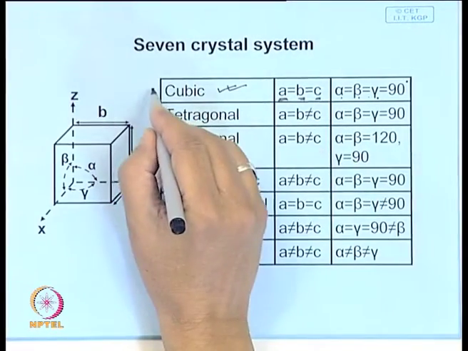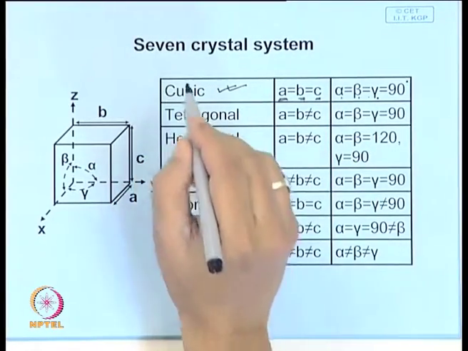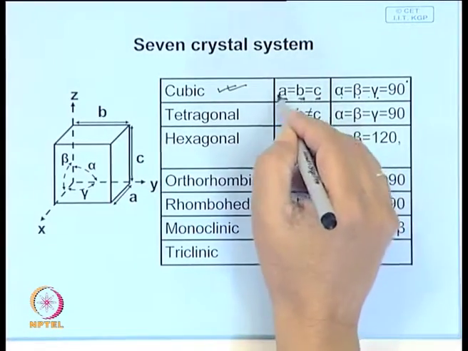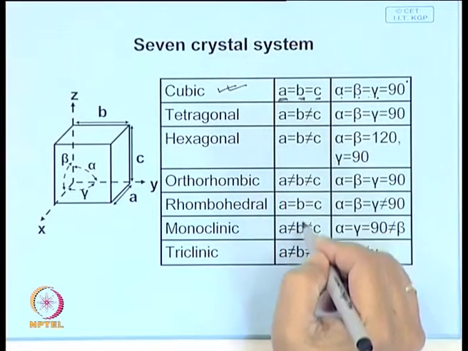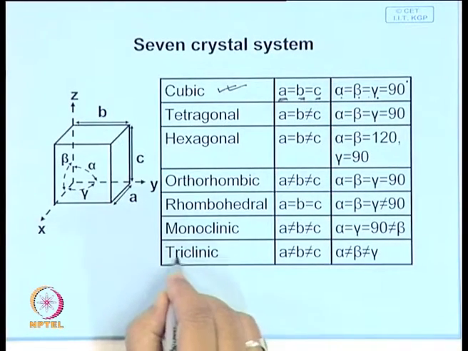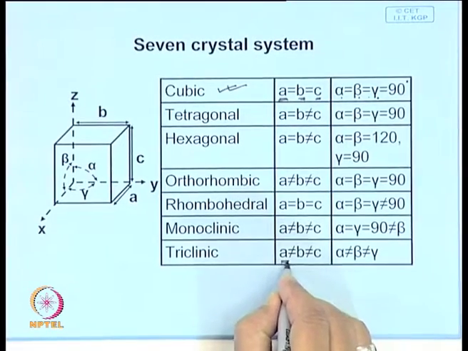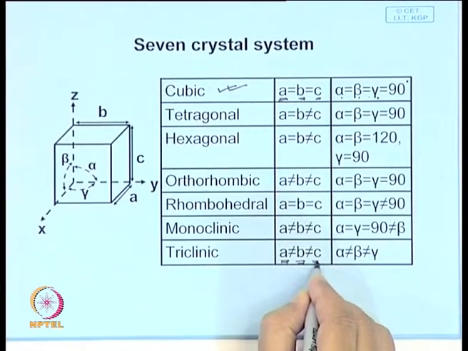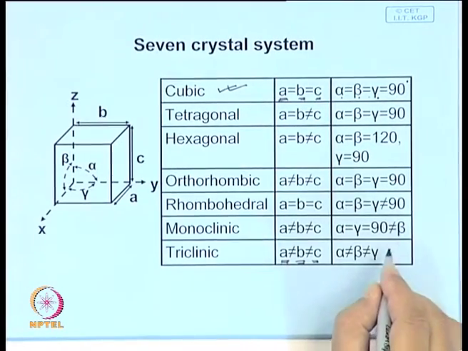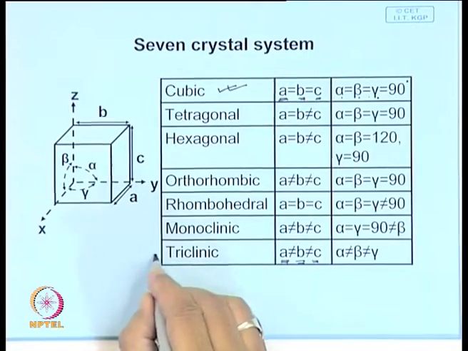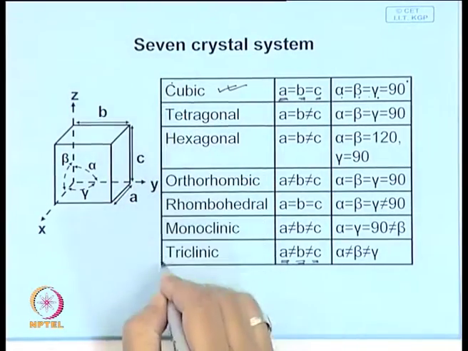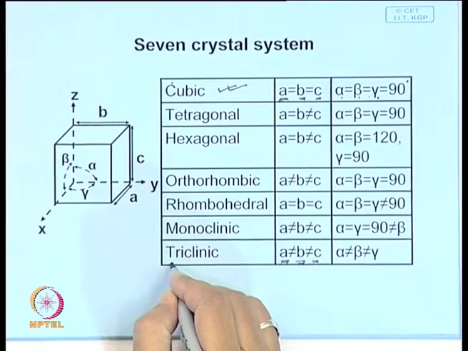This is the most symmetric crystal that we can think of, and as you go down, the element of symmetry goes on decreasing. You have the other extreme, triclinic, where none of the parameters a, b, c are equal, and none of the angles alpha, beta, gamma are equal. So this has the highest symmetry, and this has the least symmetry.